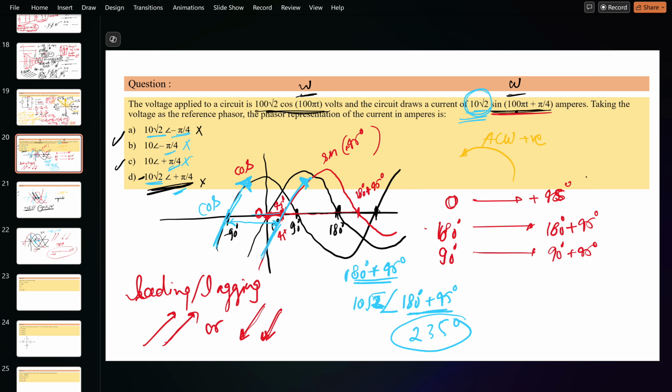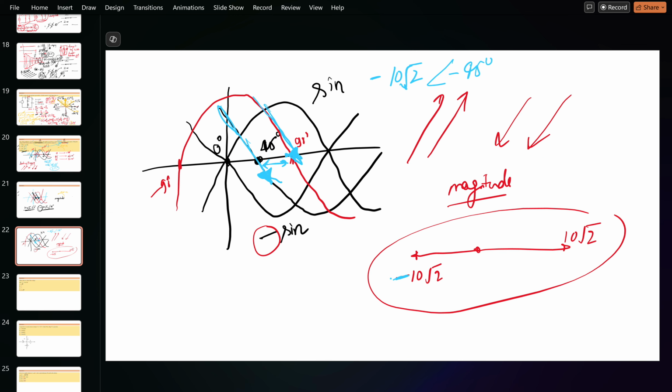So what I thought of was, let's reverse the magnitude itself, because it was 10 root 2 and both are positive here. Let's take one as negative, and after that we will shift the angle and see what is happening. With respect to one I am finding the other, and I have seen that the other one is coming negative. When I take it as negative, it's a minus from the one reference, and the angle is coming as minus 45 degrees because it was lagging by 45 degrees.